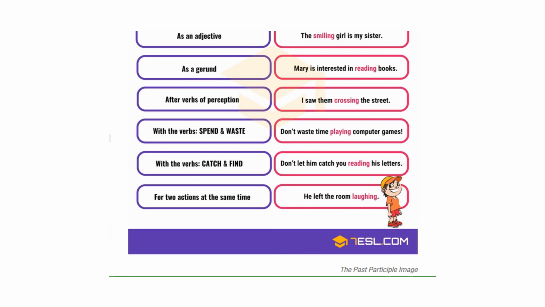After verbs of perception: I saw them crossing the street. With the verbs spend and waste: don't waste time playing computer games. With the verbs catch and find: don't let him catch you reading his letters. For two actions at the same time: he left the room laughing.